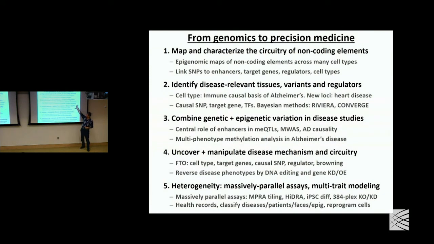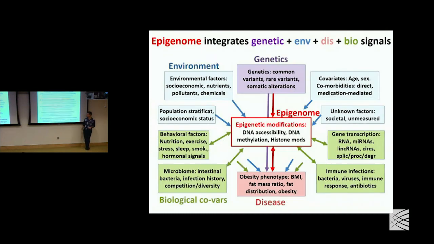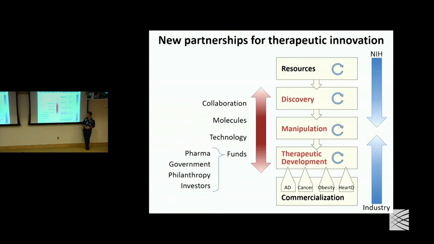So that's what I want to leave you with: the fact that we can start systematically studying the human epigenome, use that to identify disease-relevant tissues, variants, and regulators, look at not only genetic variation across individuals but combine both genetic and epigenetic variation, and start using that to uncover and then manipulate the disease mechanism and circuitry in specific loci by learning across the genome, and then applying that to individual loci. And we can start tackling disease heterogeneity using massively parallel reporter assays and modeling multiple traits simultaneously, all by looking at the central integrator of the epigenome.